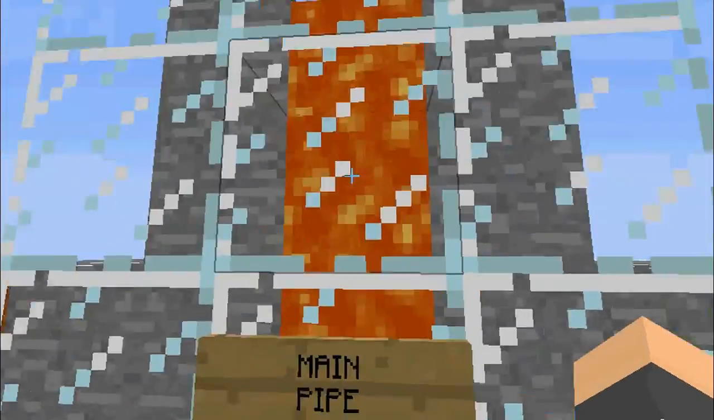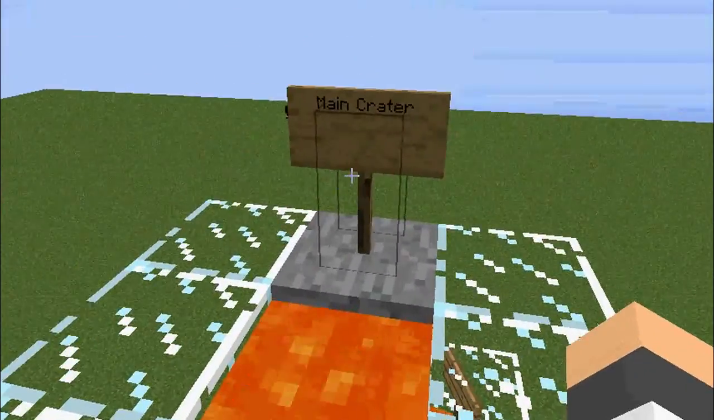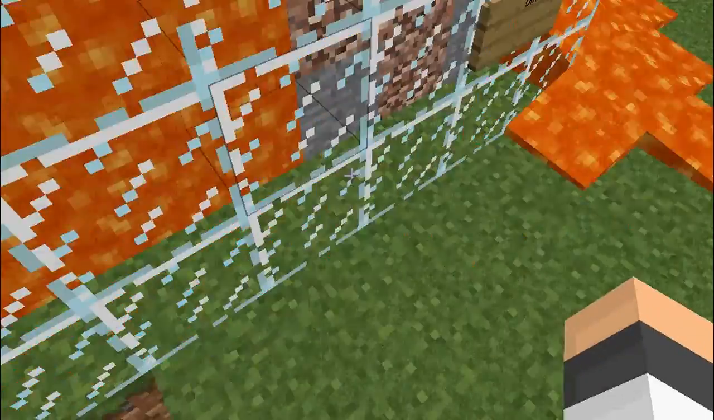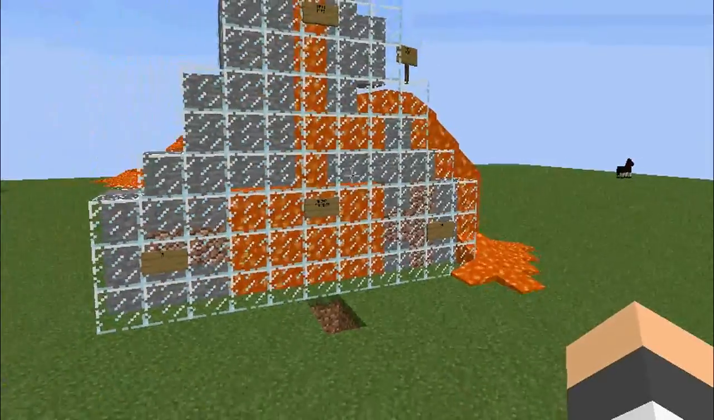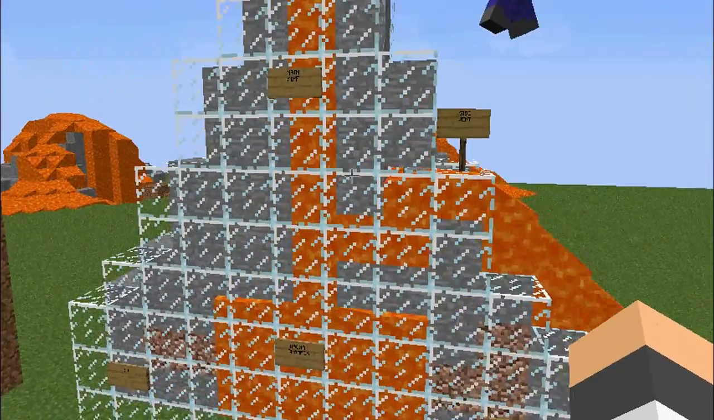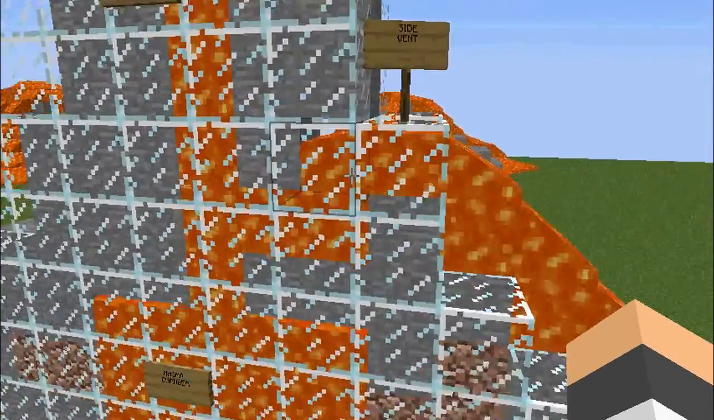So the magma chamber. This is the main pipe up here. This is the main crater up here. And go ahead and explain the rest. This is the side vent. The side vent. Yeah.